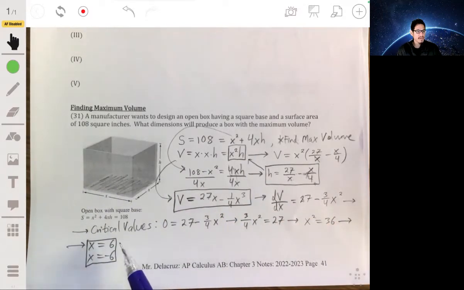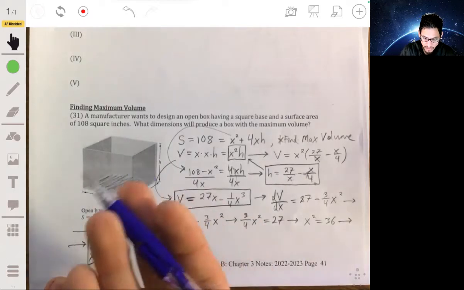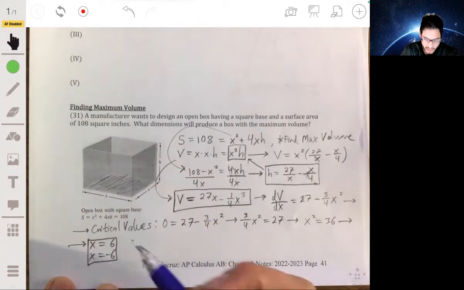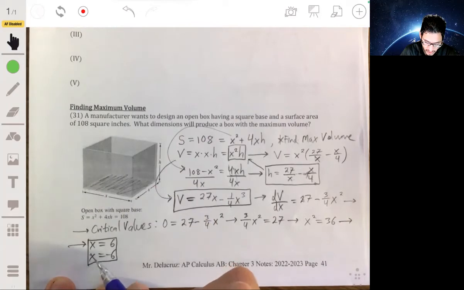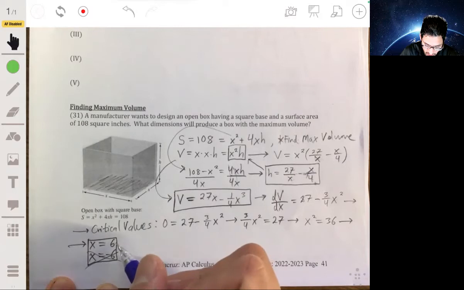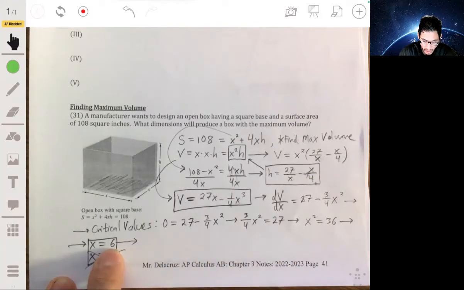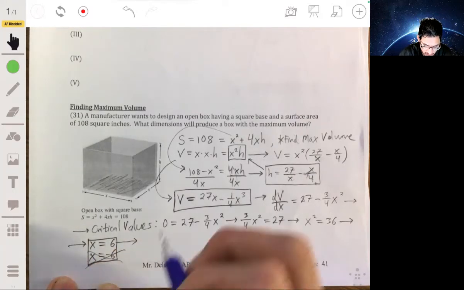So I want to see basically what values of the volume these x values give. Now here's the thing. In this context, if we're talking about real life, the box, you're not going to have a negative x value because you're not going to have a negative length. So we don't even have to check this one. Let's check x equals 6. Let's see what we get for that.